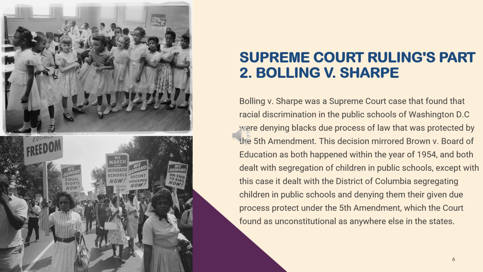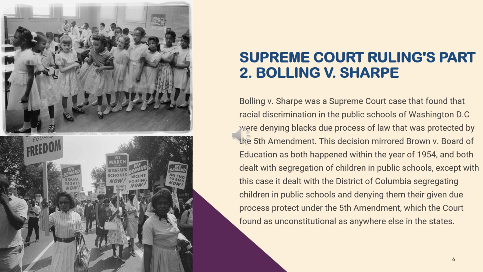This decision mirrored the Brown versus Board of Education Supreme Court case, as both happened within the year of 1954 and both dealt with the segregation of children in public schools. Except with this case, it dealt with just the District of Columbia in Washington, D.C., that were segregating children in public schools and denying them their given due process protected under the Fifth Amendment.